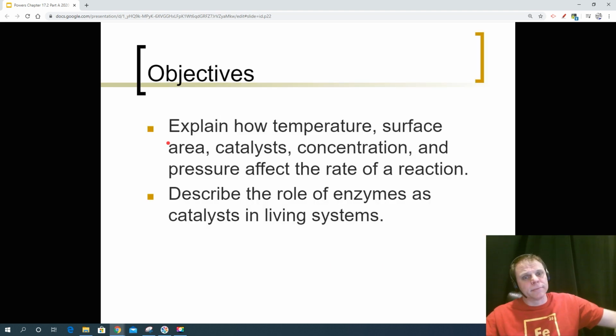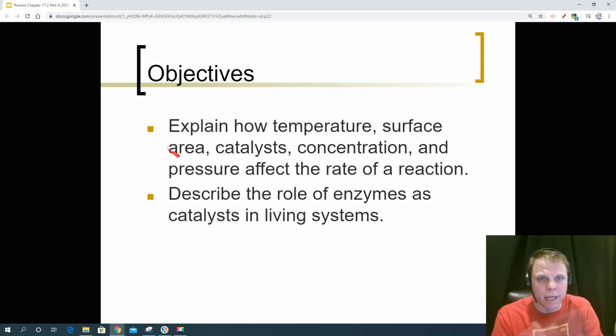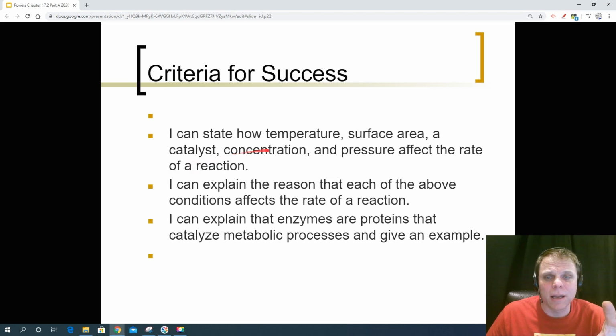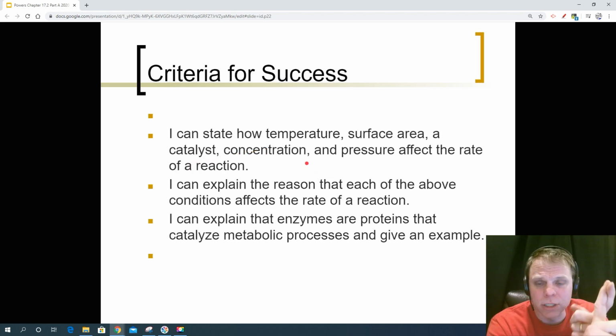We've done it. Here we are, we've accomplished something amazing again. We can explain how temperature, surface area, catalyst, concentration, and pressure all affect the rate of the reaction. Not only that, but you can tell me why. Okay, so let's go to that again. How does temperature change reaction rate? More collisions, right? All right, that's going to make it faster.